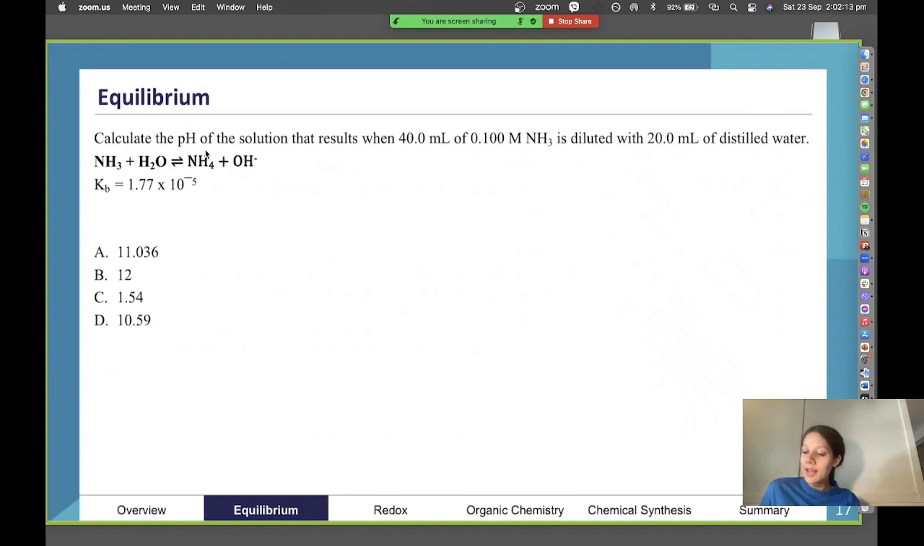All right, so here we have a pH question. Calculate the pH of the solution that results when 40 mL of 0.1 molar NH3 is diluted with 20 mL of distilled water. And we have a Kb value there. So this is a multiple choice question, but it does involve some calculations. So have a go at that one briefly, and then we'll go through the working out together.